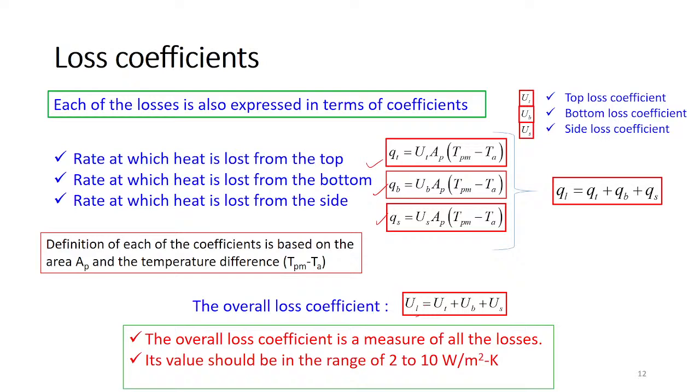Okay, so what does it mean? This overall loss coefficient is a measure of all the losses, and you must know that the value of losses should be in the range of 2 to 10 watt per meter square Kelvin, right? If it is more than that, then your design is not acceptable, and it should be in between this range.